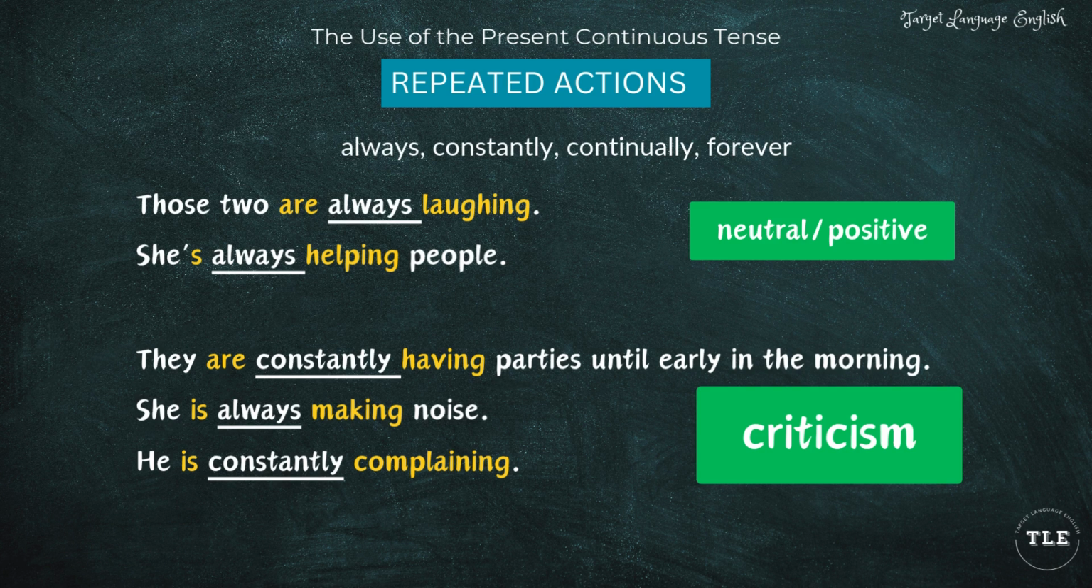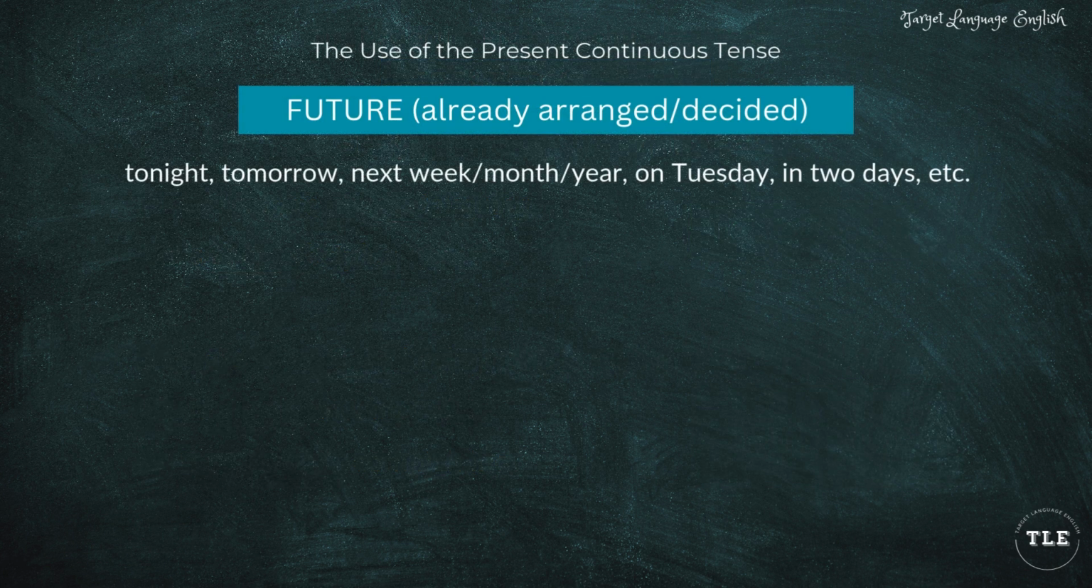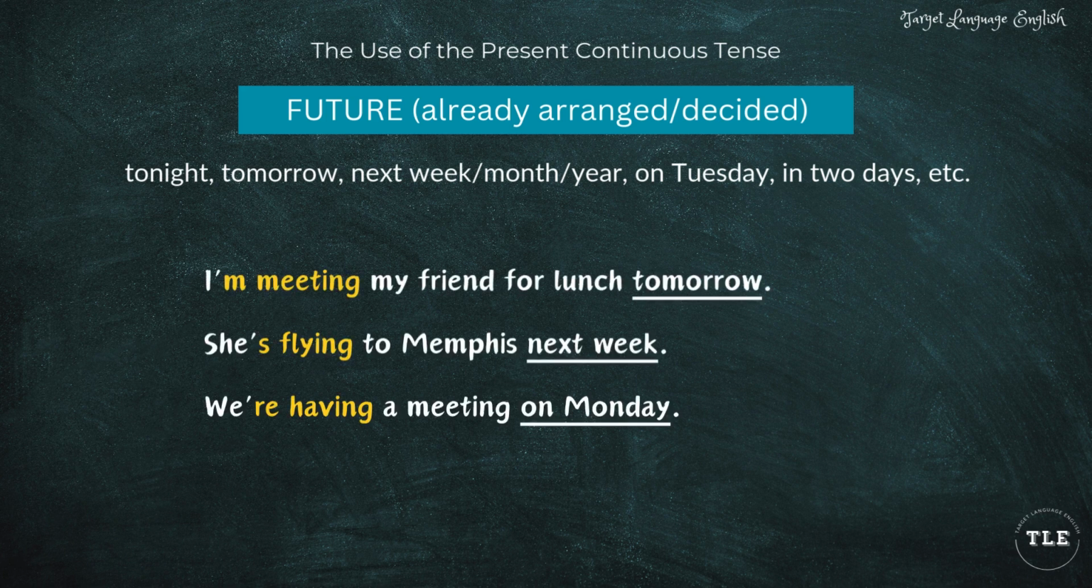He is constantly complaining. The present continuous can be used to talk about planned or arranged future events, especially when the time is already decided. We often use time expressions like tonight, tomorrow, next week, next month, next year, on Tuesday, and so on. For example, I'm meeting my friend for lunch tomorrow. She's flying to Memphis next week. We're having a meeting on Monday.